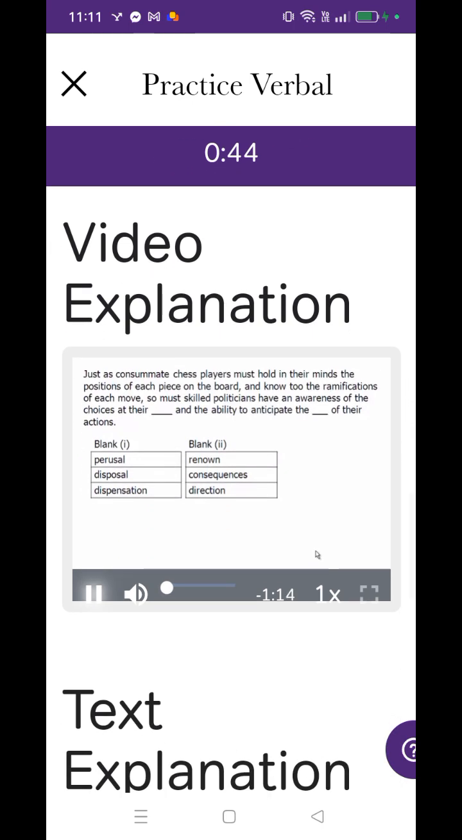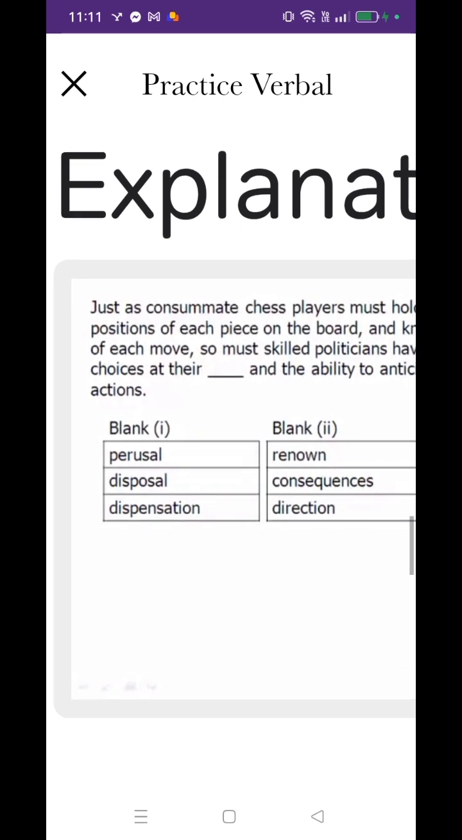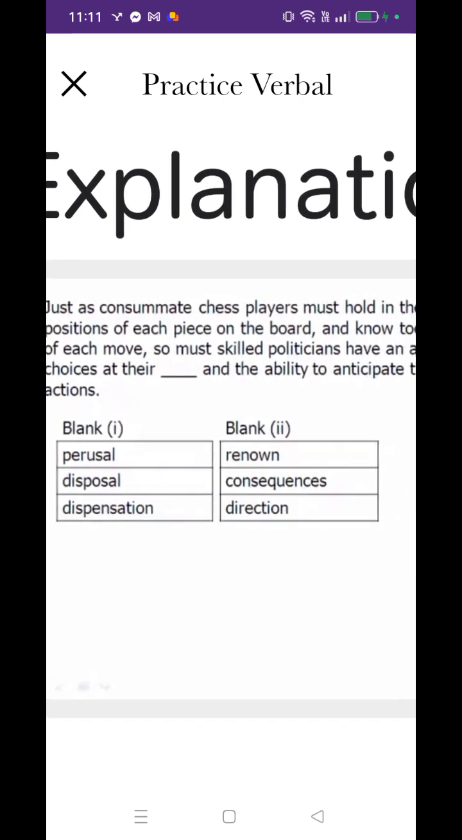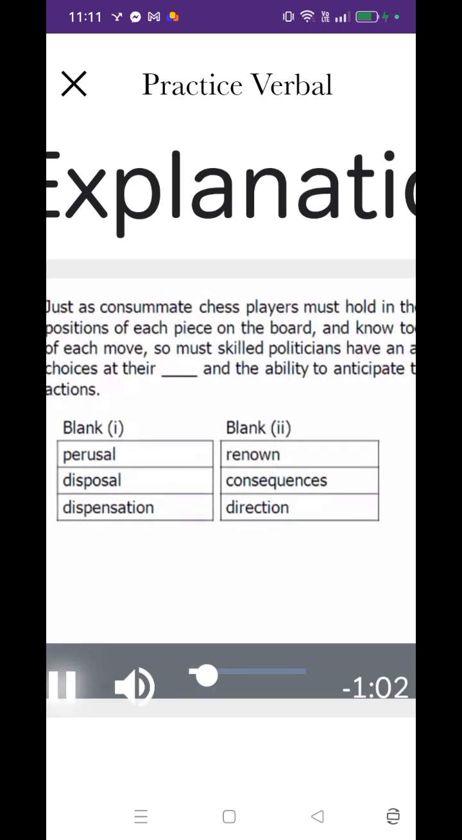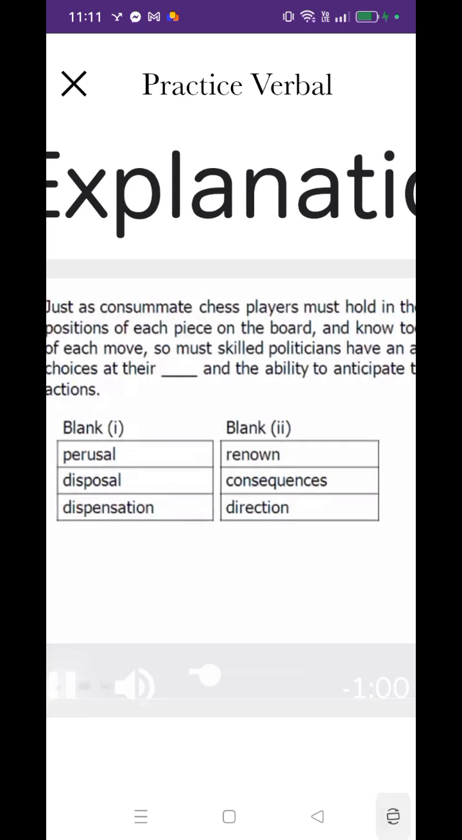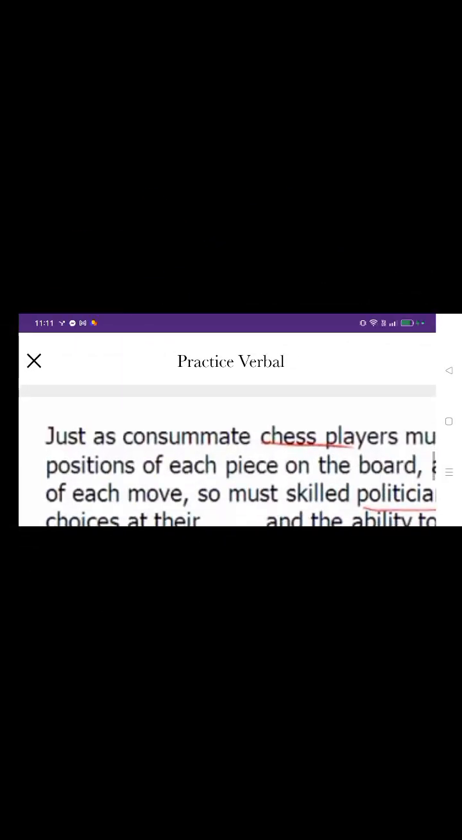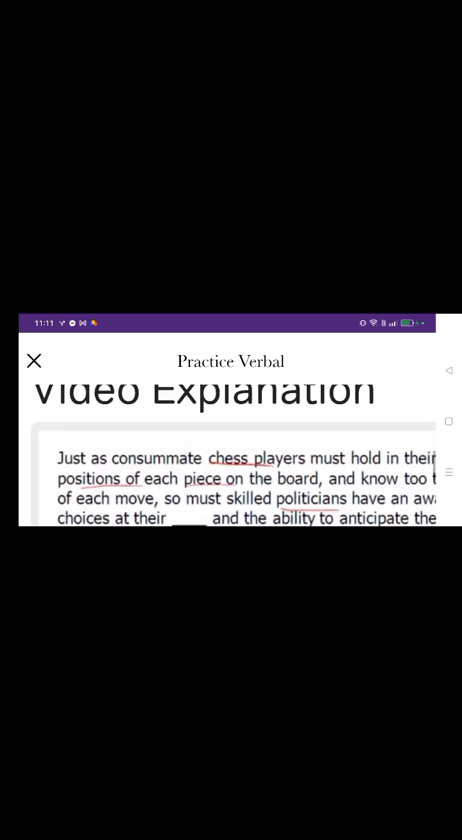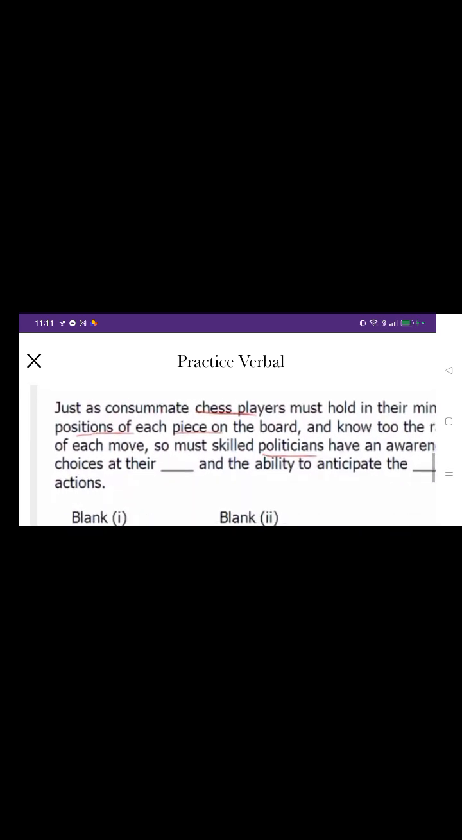Just as consummate chess players must hold in their minds the positions of each piece on the board and know too the ramifications of each move, some skilled politicians have an awareness of the choices at their blank and the ability to anticipate the blank of their actions. So here we see they're comparing chess players to politicians, and the chess players are holding in their minds the position of each piece, so they know where everything is, where they can move everything.